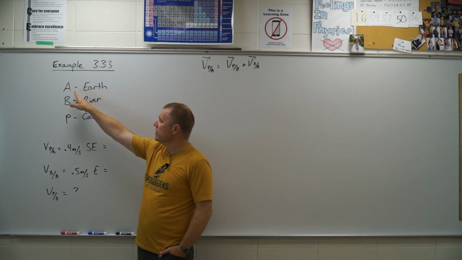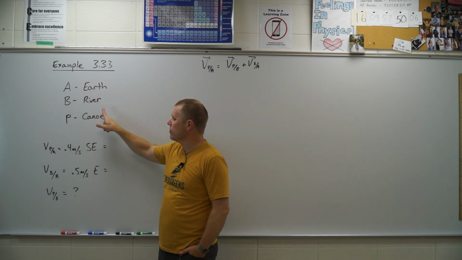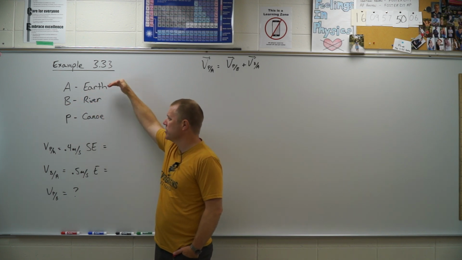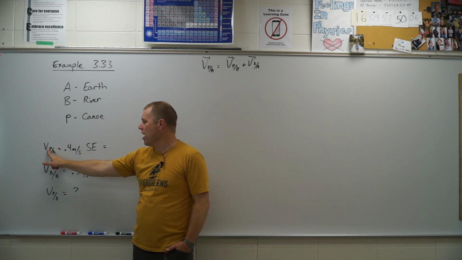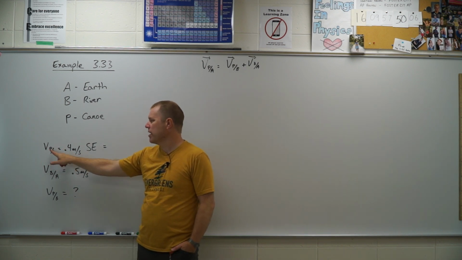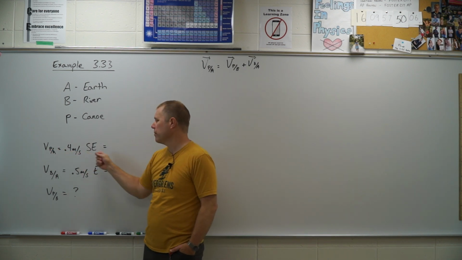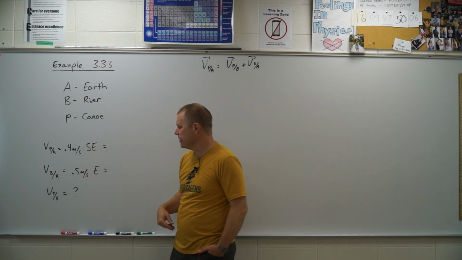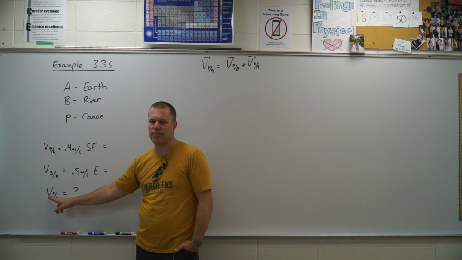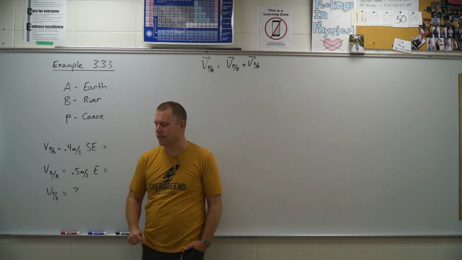So this is a relative velocity problem because we have the Earth, the river, and the canoe. We need to identify our stationary frame, our moving frame, and our object. They tell us the velocity of the canoe relative to the Earth is 0.4 meters per second southeast, and the velocity of the river relative to the Earth is 0.5 meters per second east, and they ask us to find the velocity of the canoe relative to the river.